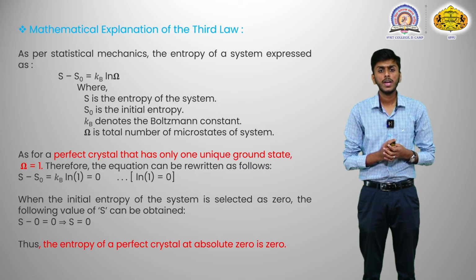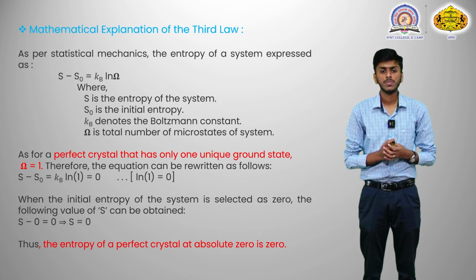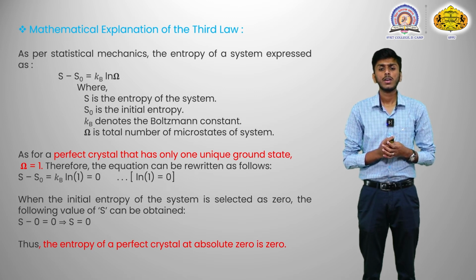Therefore, by putting omega equals 1 in the above statistical mechanics equation, we get S minus S0 equals Kb ln of 1, which is 0, as ln of 1 is equal to 0. When the initial entropy of a system is selected as 0, the value of S, that is entropy, can be obtained as S minus 0 equals 0, therefore S equals 0. Thus the entropy of a perfect crystal at absolute 0 is 0.